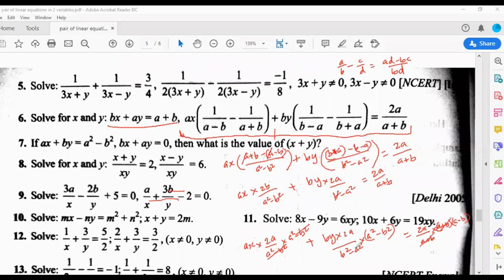And in the middle term, b square minus a square is in the denominator and a square minus b square in the numerator. Can we cancel these two? No, we want to make a small adjustment. What is 5 minus 3? 2. And what is 3 minus 5? Minus 2. So if you subtract in reverse, the result becomes negative. 5 minus 3 is 2 and 3 minus 5 is minus 2.